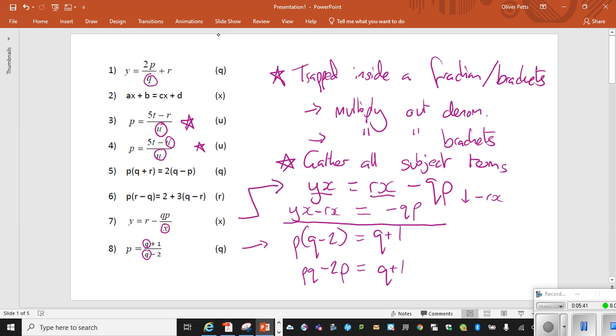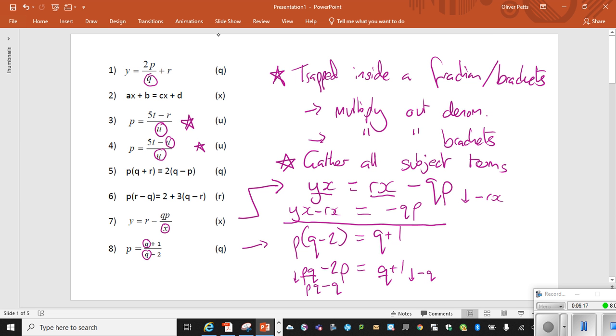Looking at question 8, this is how far we got. So what's our subject term? Our subject term is Q. So I've got two terms involving Q. I've got PQ and I've got Q. So I want the terms involving Q on the same side, those that don't on the other side. So what I'm going to do, I'm going to take this Q onto the left first. So this Q is a positive term, so I'm going to subtract it and do the same on this side as well. And so I'm going to get PQ minus Q on the left-hand side.